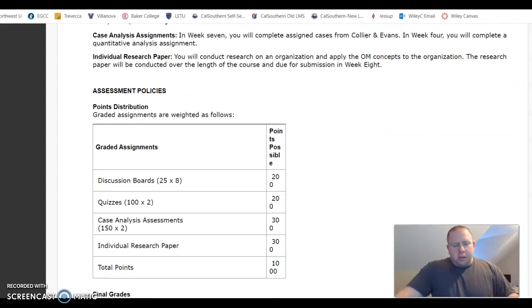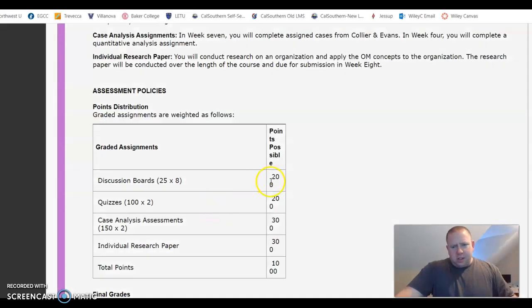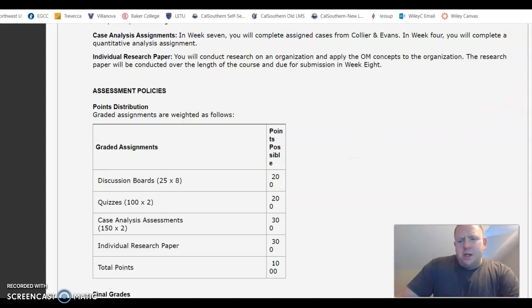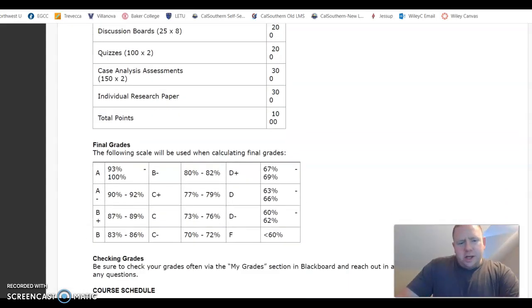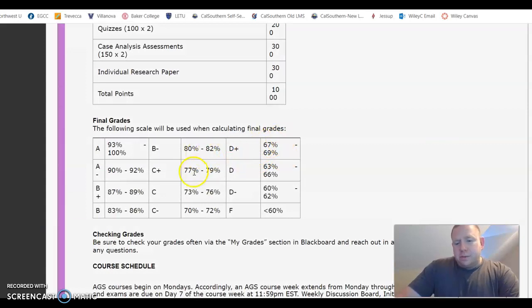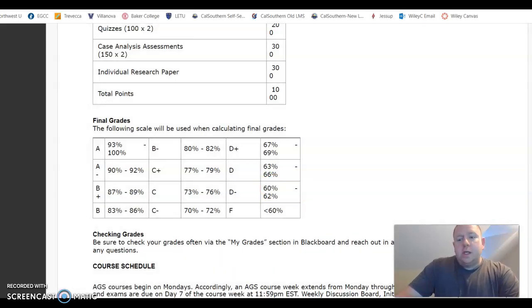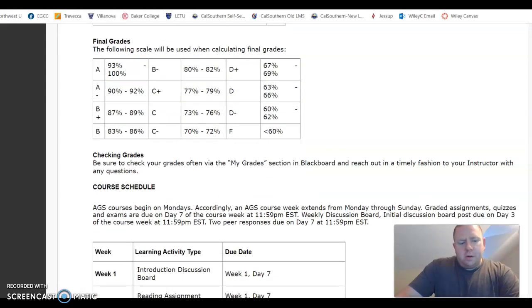So this will show you the possible points. This is all jumbled up, which is not good, which I'll try to get fixed for you guys too. But I wanted to show you the syllabus on this and tell you how the final grades are going to be produced. I'm sure you guys are probably aware of all that, but as a student, I always like to know that, so I wanted to go through that.